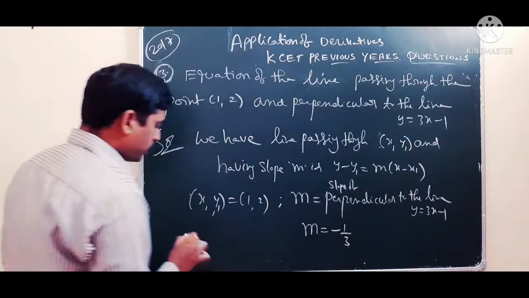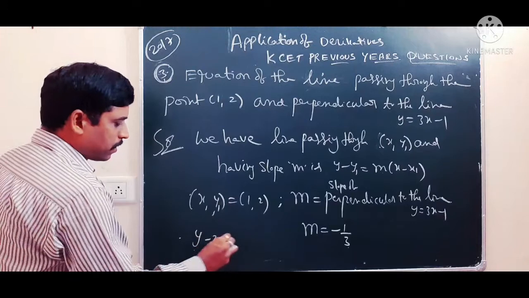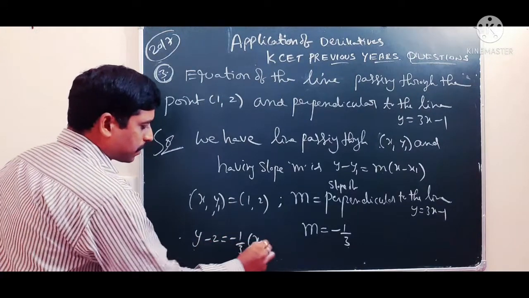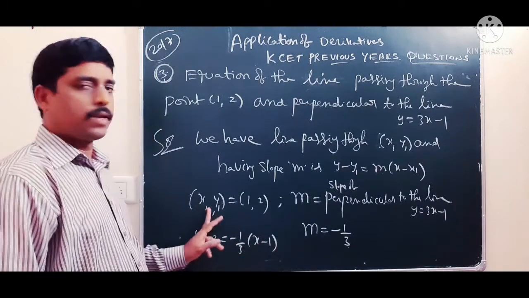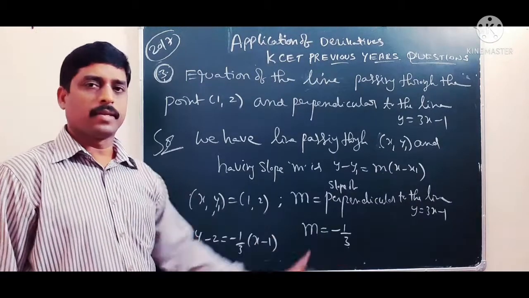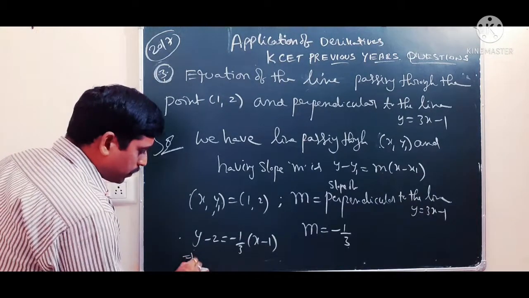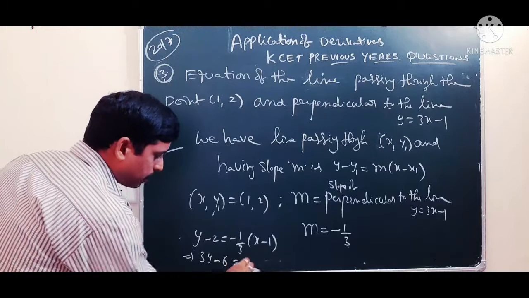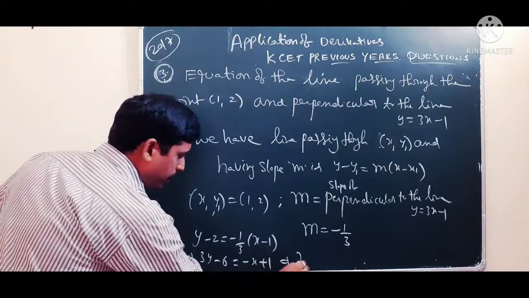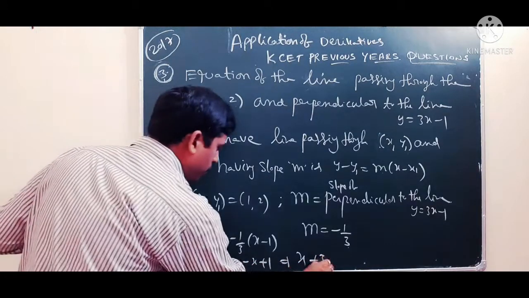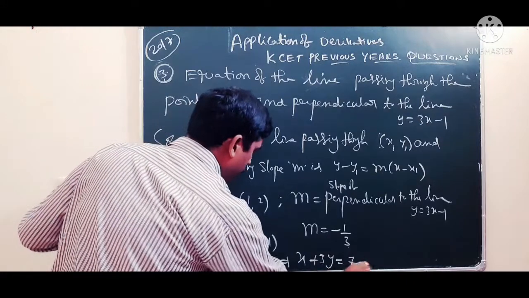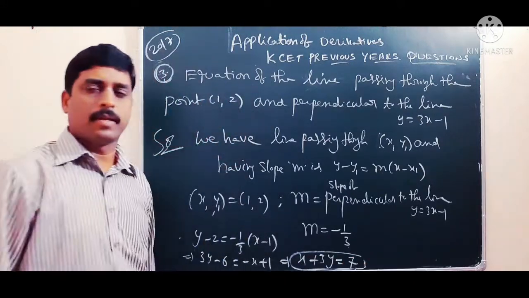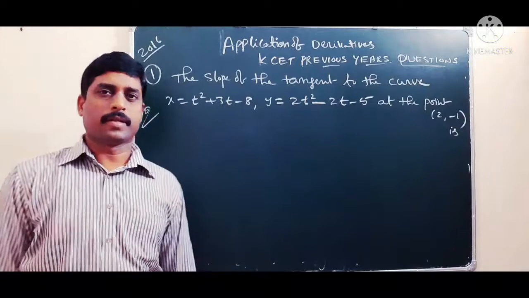Okay, now substitute y minus y1 is equal to m into x minus x1, where x1 y1 is 1 2, and the m value is minus 1 by 3. So by cross multiplication this will be 3y minus 6 is equal to minus x plus 1. Therefore x plus 3y is equal to 7. x plus 3y equal to 7, correct answer. Let us go to the next problem.